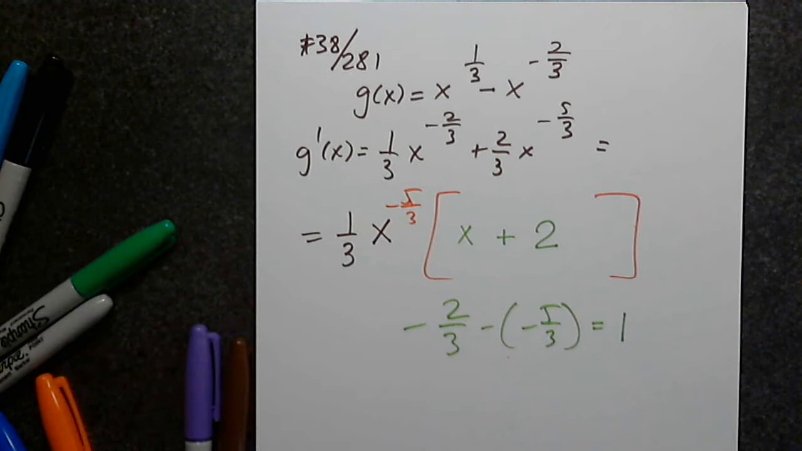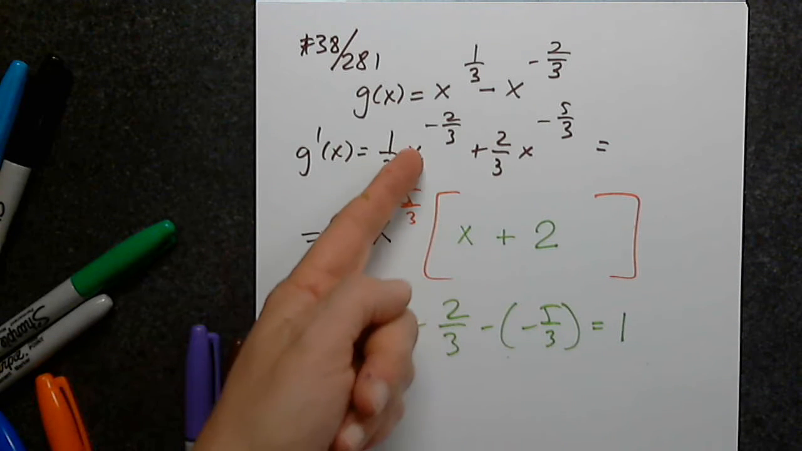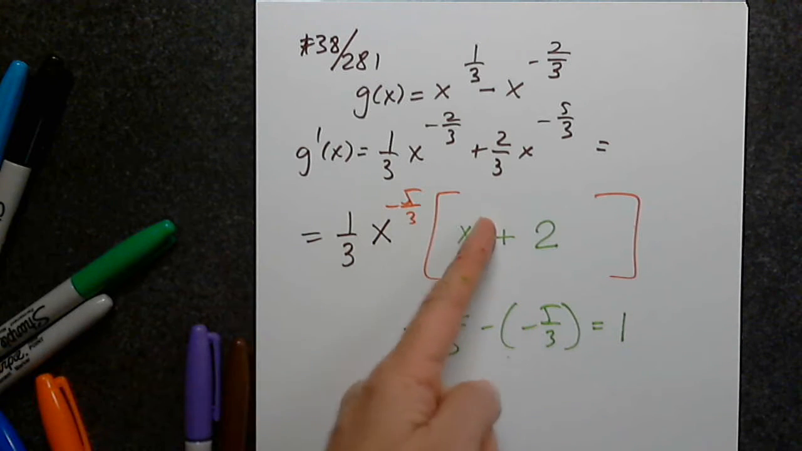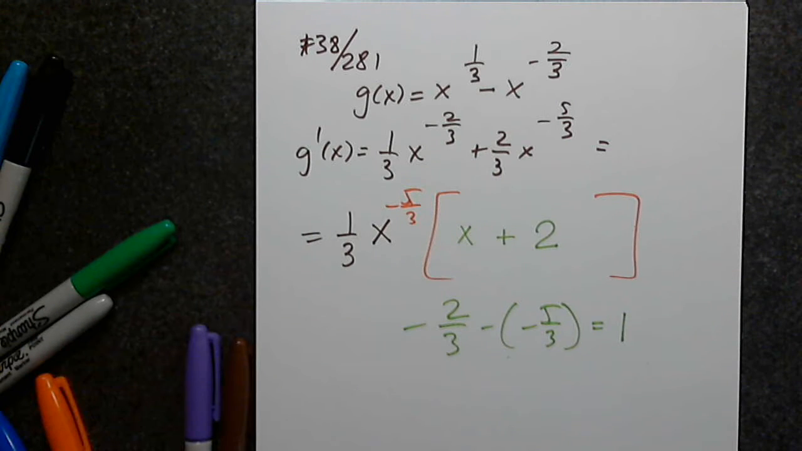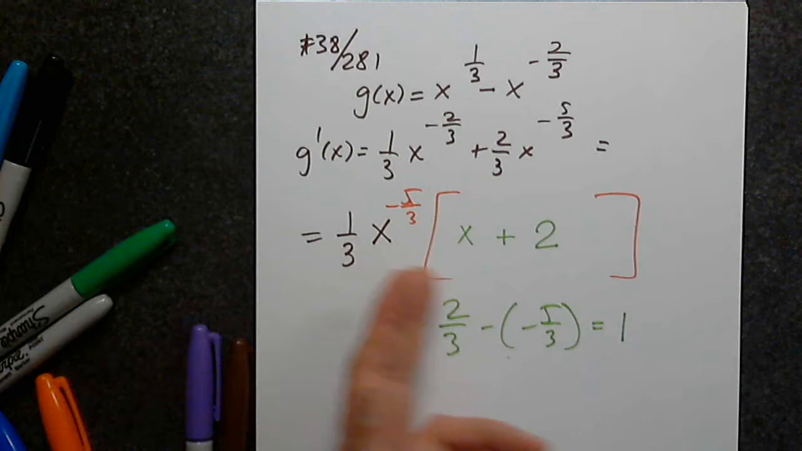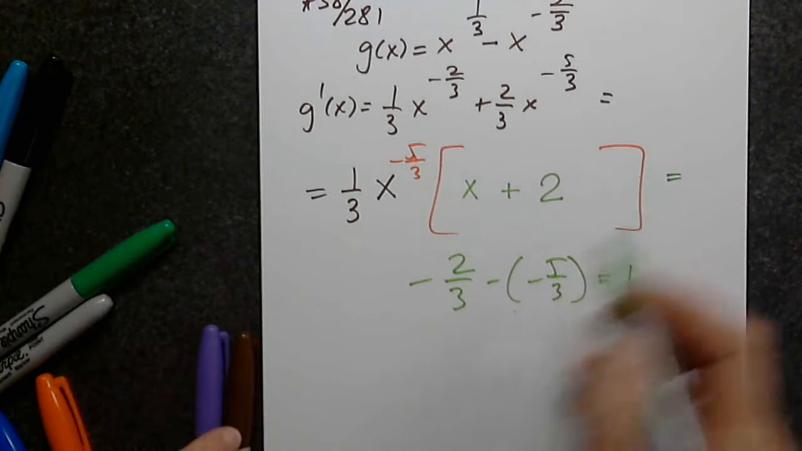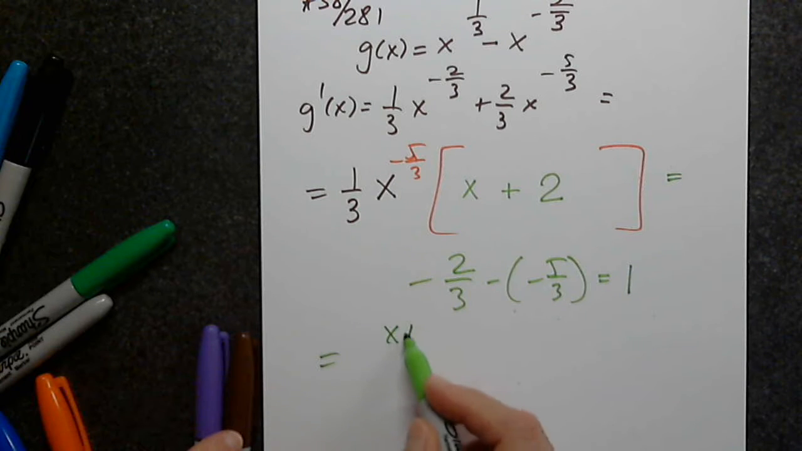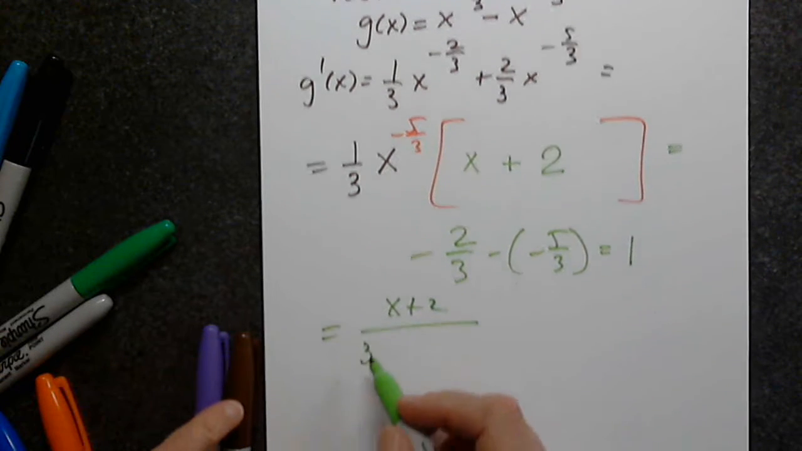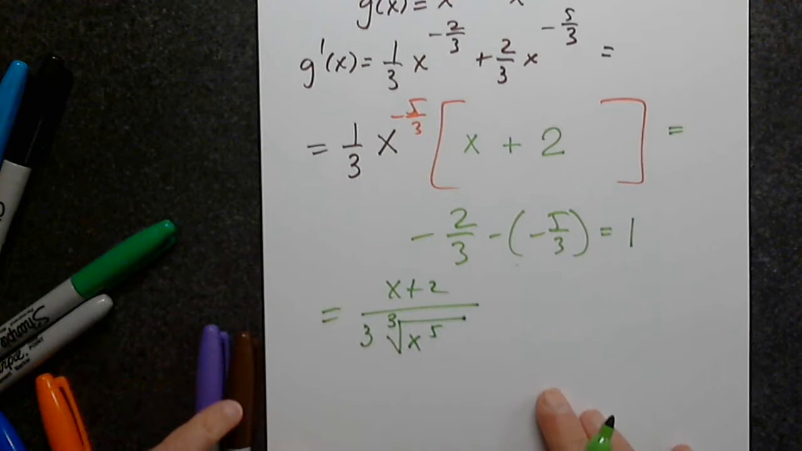Plus 2, indeed. You can always go back and check, right? 1/3 times x to the negative 5/3 times x: copy the base, add the exponents. Negative 5/3 plus 1 is negative 2/3. Then you multiply these two, you get 2/3, and you have x to the negative 5/3. And that's what you need. So this is x plus 2/3, over the cube root of x to the 5th.